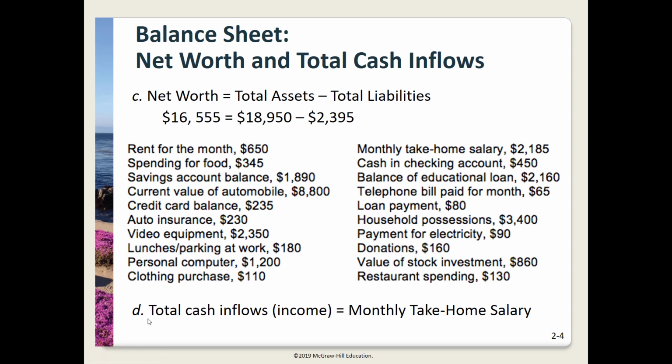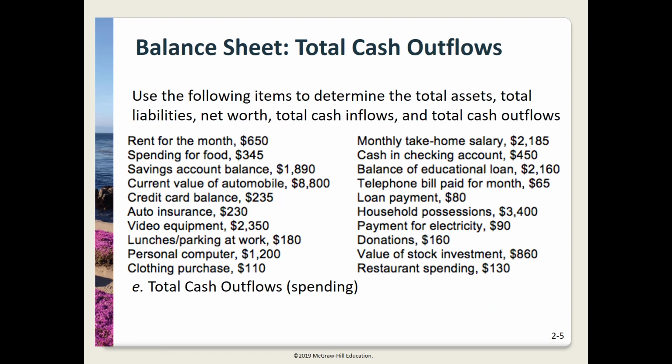In other words, the income that's coming into our account on a monthly basis. So when we look at our items, that would be our monthly take-home salary of $2,185. Now, if you want to double check, when you go through the items, you could see that there are no other forms of income that might be coming in, such as alimony or child support, or perhaps Social Security, or some other amount of money that's coming in, which is why we only have the monthly take-home salary notated as our inflow.